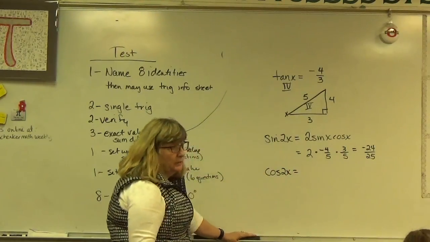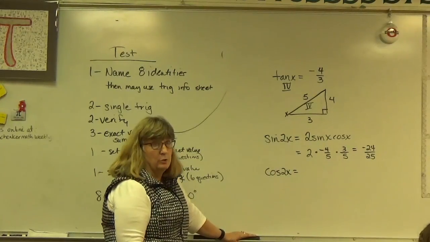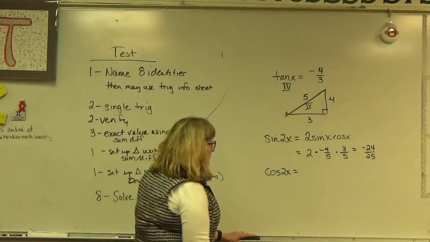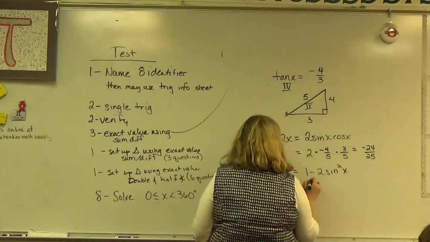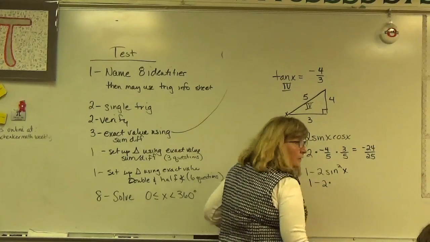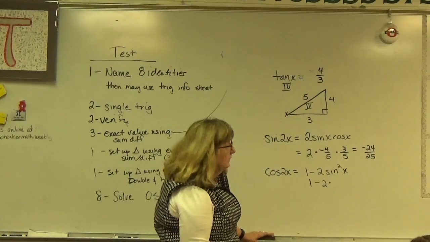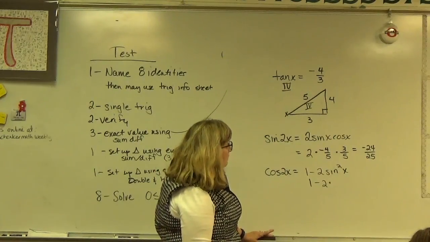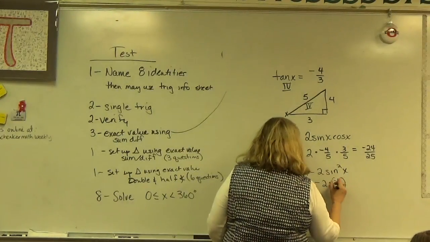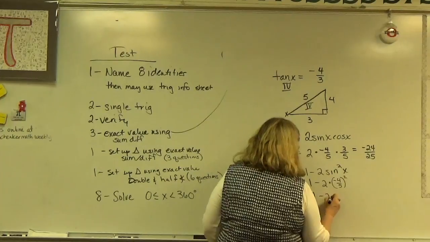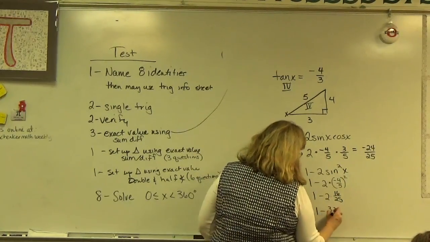What's the cosine of a double angle? There's 3 to choose from. It does not matter which one you pick. Let's do 1 minus 2 sine squared of x. You must like that one. So what's sine? Sine is negative. And we've got a square, don't we? Yeah, so 16 over 25. And then you multiply by 2.